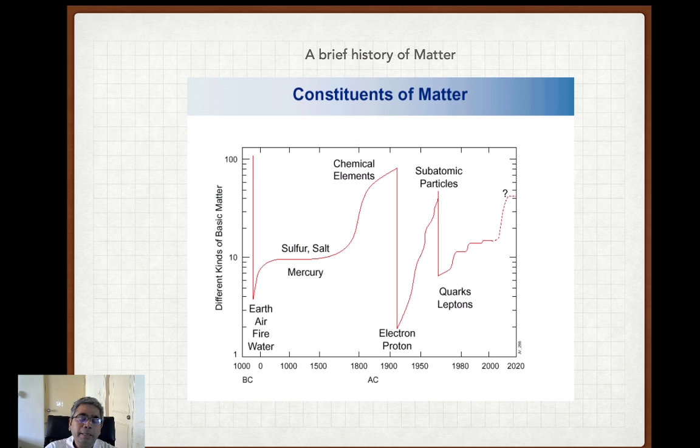Only in the late 1800s were the electron and proton discovered, and much later we have the quarks and leptons, the subatomic particles, which came up. So this graph essentially shows what seem to be the basic constituents of matter in terms of the timeline. Essentially, as time increases, the basic constituents of matter seem to be changing. So today we have quarks and leptons.